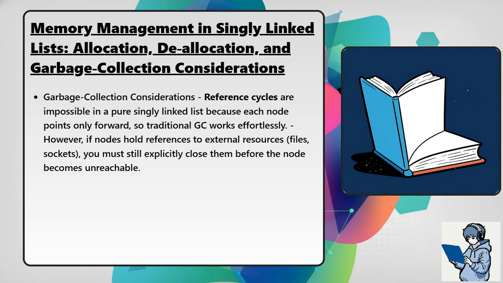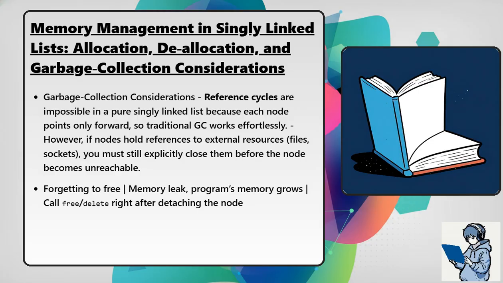Garbage collection considerations. Reference cycles are impossible in a pure singly linked list because each node points only forward, so traditional garbage collection works effortlessly. However, if nodes hold references to external resources such as files or sockets, you must still explicitly close them before the node becomes unreachable. Forgetting to free memory: leak, program's memory grows.